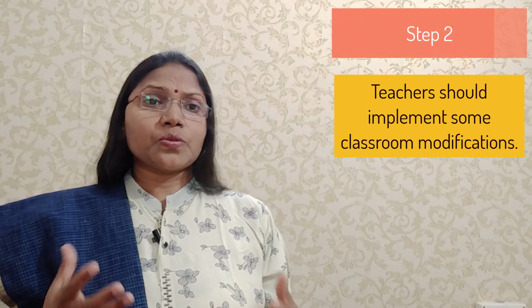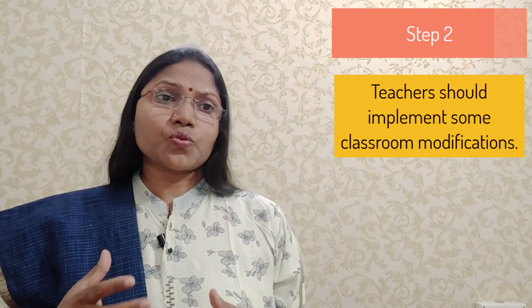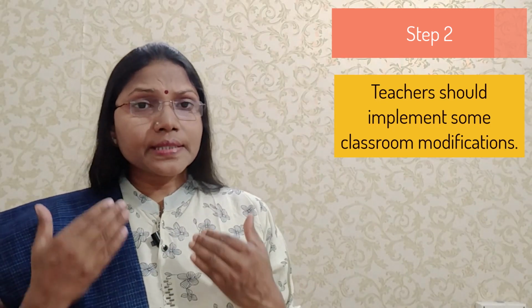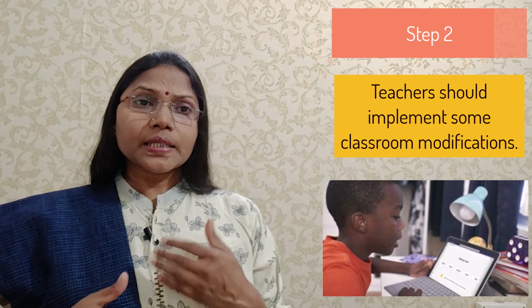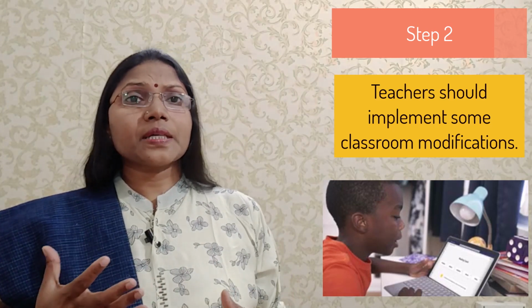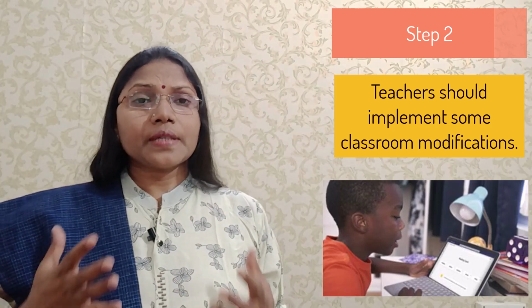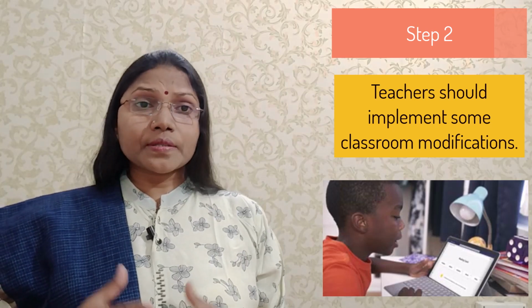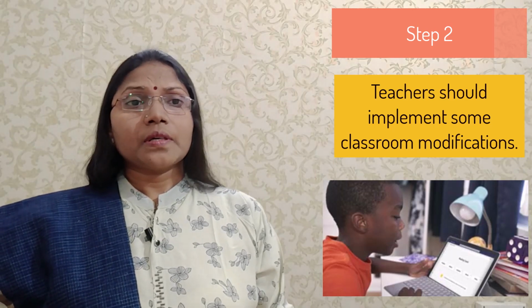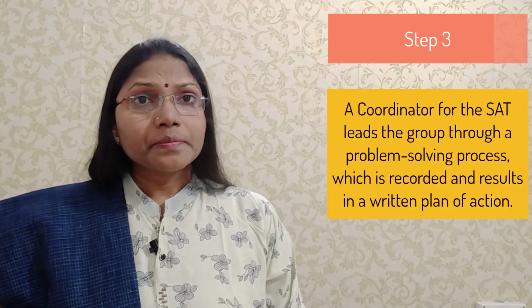Step 2. After that, teachers should implement some classroom modifications. It can be as simple as a seating arrangement, a daily assignment sheet, or an effective visual teaching aid. Sometimes a simple change can make a huge difference. Any modification that has been tried or is currently in place will be discussed at the student assistant team meeting.